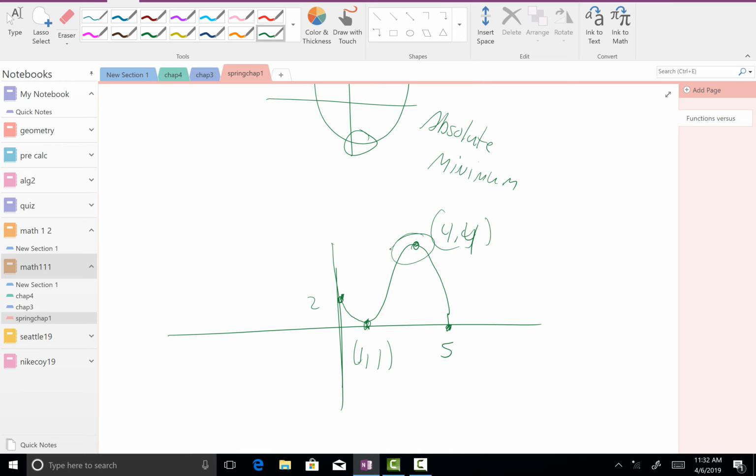Does this graph ever go higher than this 4 here? What's that? It stops here and it stops here. It's got to be an absolute. Okay?